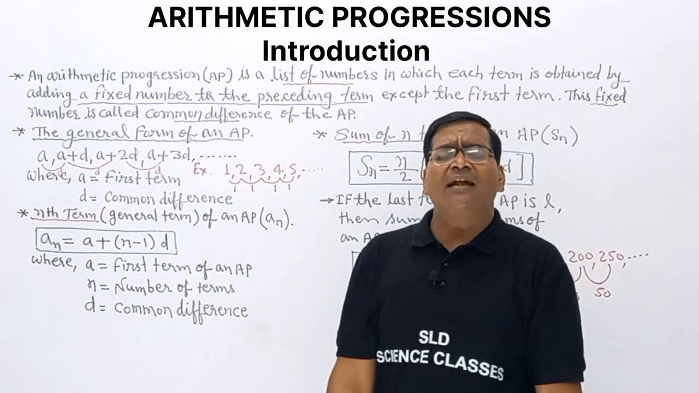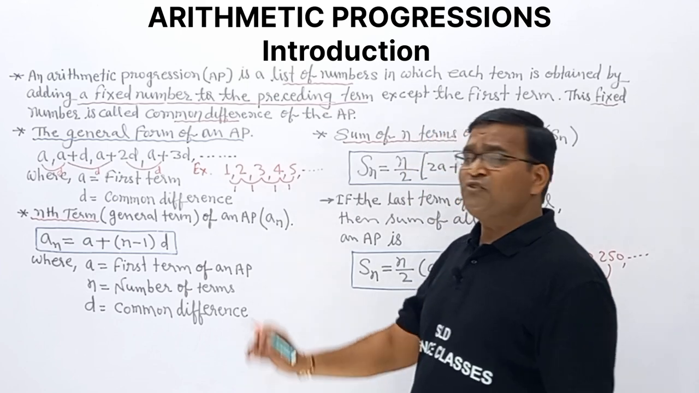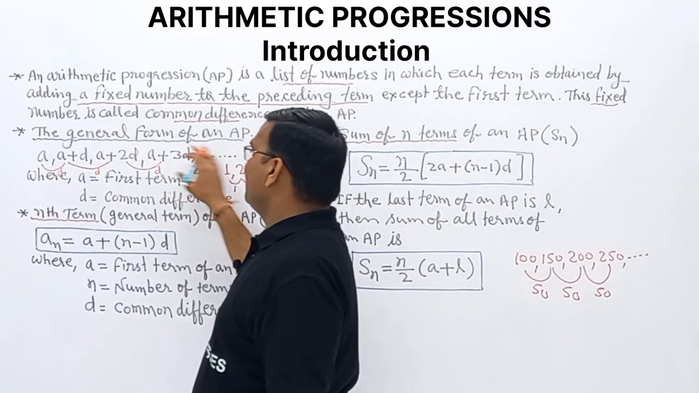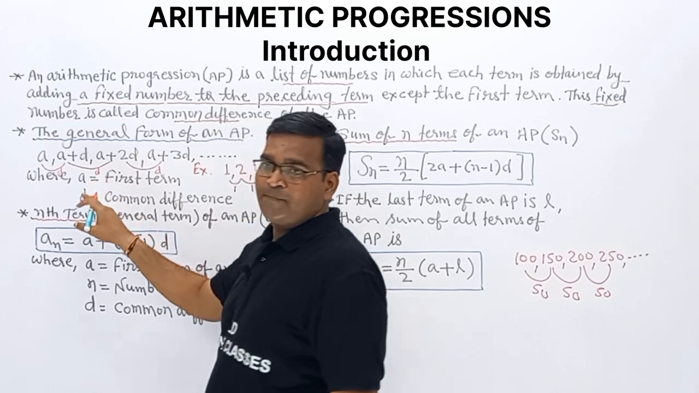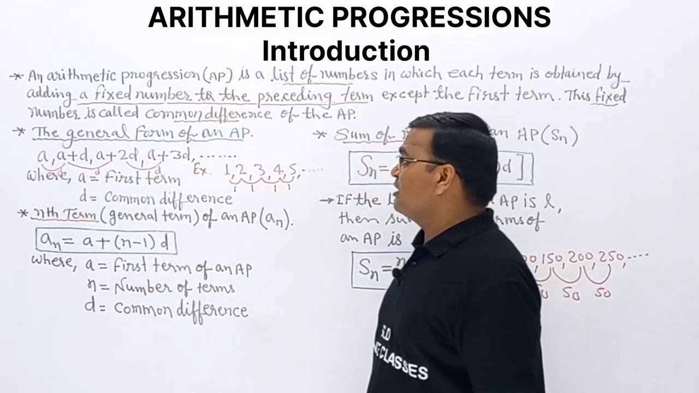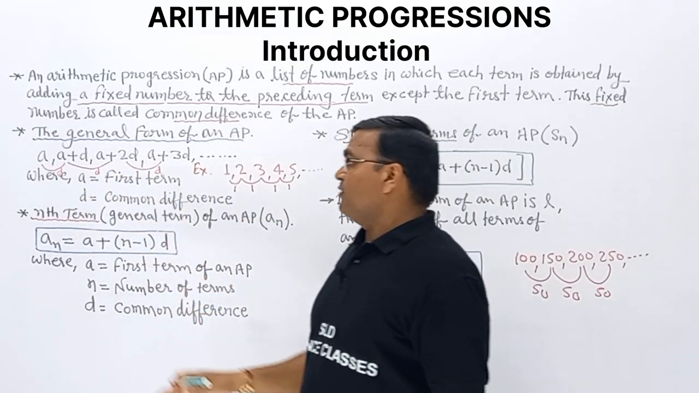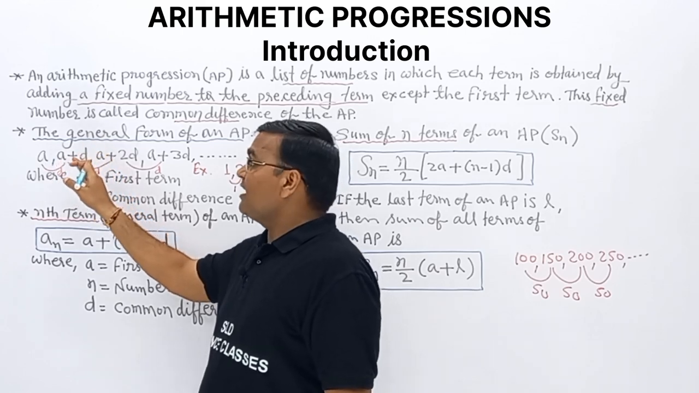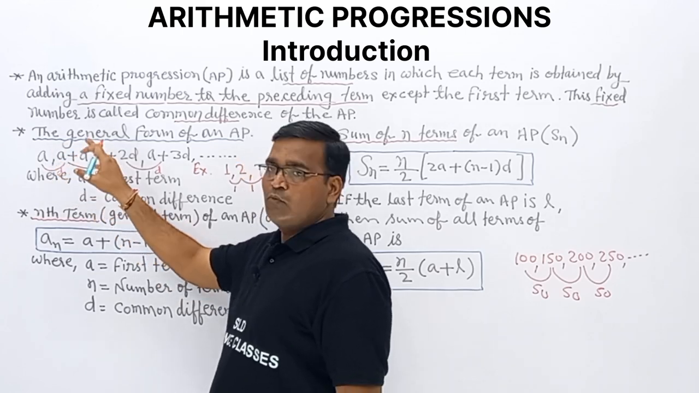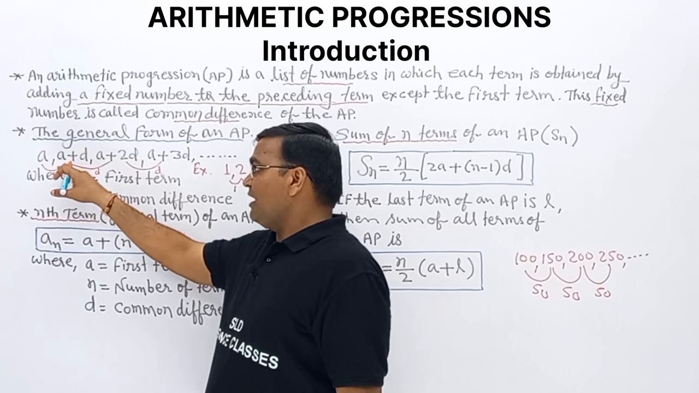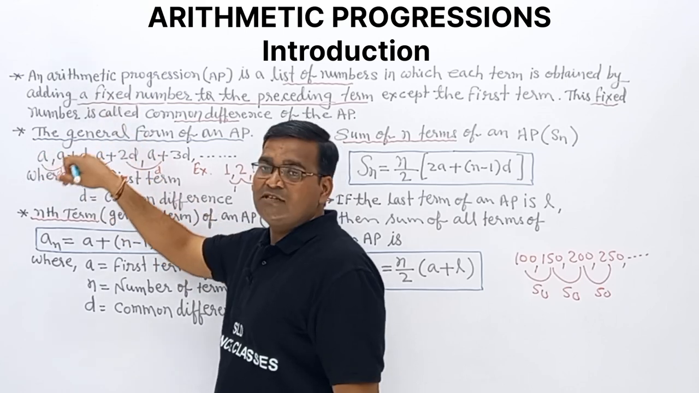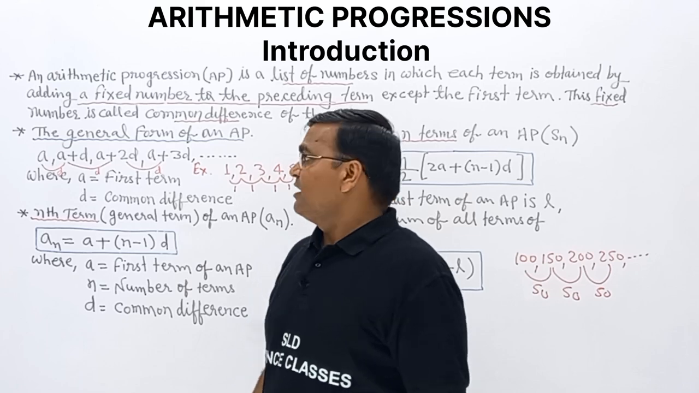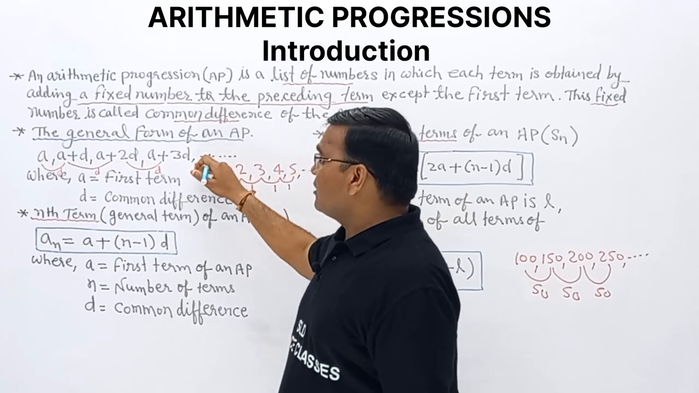Simple. This is not a hard chapter. First we should know the AP. The general meaning of AP: it is a sequence, a list of numbers, in which we add something to the first number and get the second, and again we add the same number. Whatever fixed number we add to the first, we add the same to the second to get the next one, and so on. Clear? This is the AP. It's the general form.